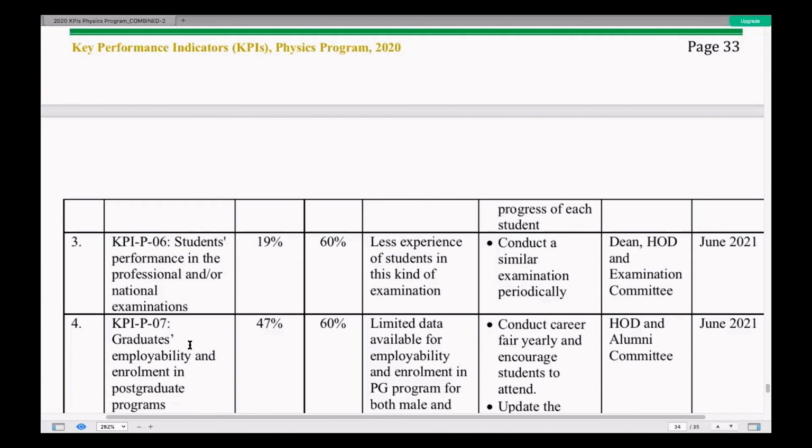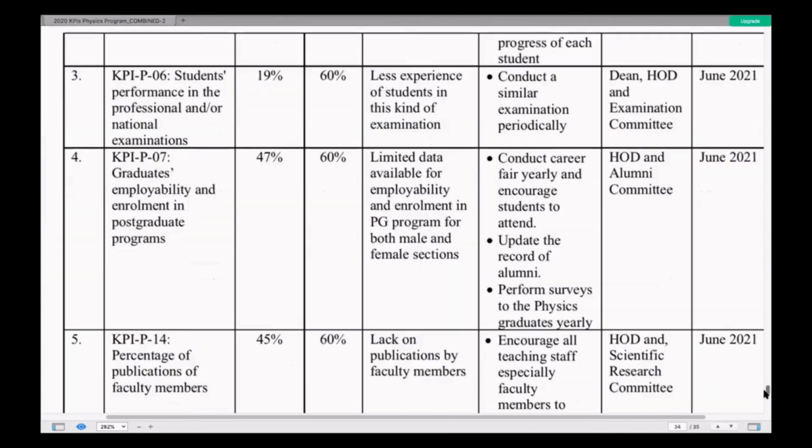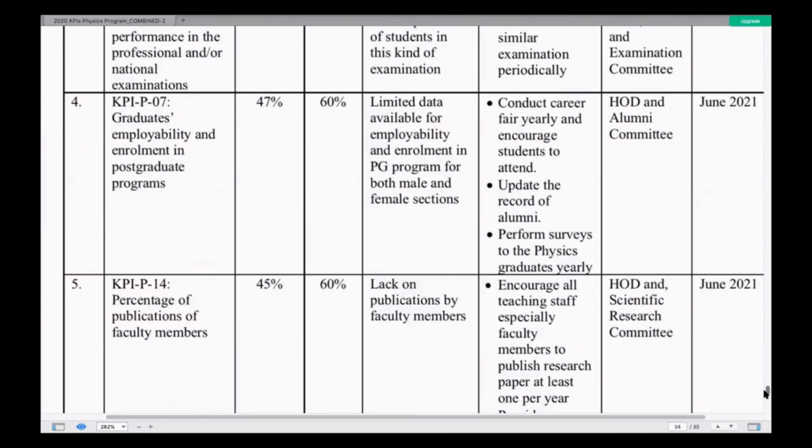And for KPI number 7, graduate employability, we are not sure why it is low here, but we assume it is because we only have limited data. Maybe more of our students are employed, but we don't get the data. So we suggest to conduct a career fair earlier, update the record of the alumni, and perform a survey of the graduates.